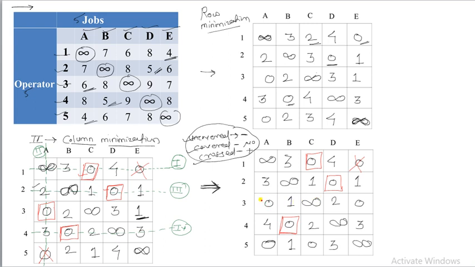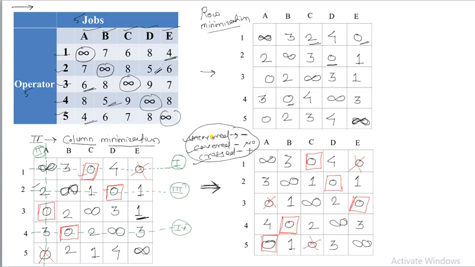In this row I will make the assignment here. Why am I preferring here? Because in this column there are only two zeros, one is crossed, so only one is remaining. So I will make the assignment here. This will be crossed, and because this has already been crossed, only this is available. Okay, so this is how the assignment is made.